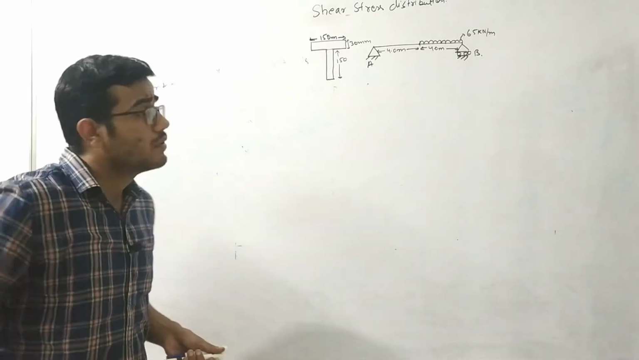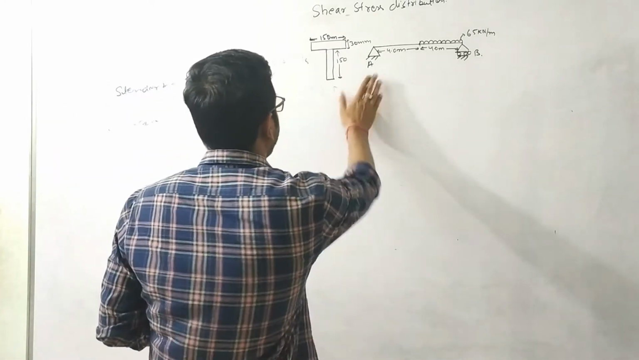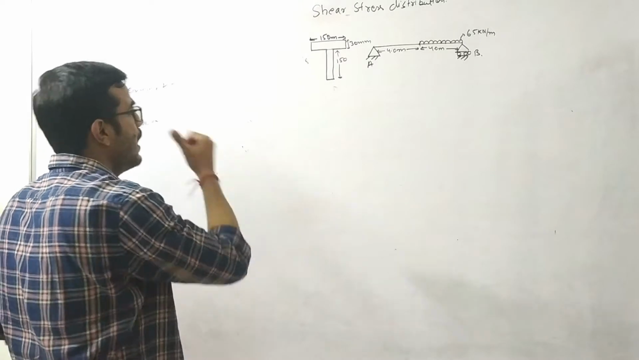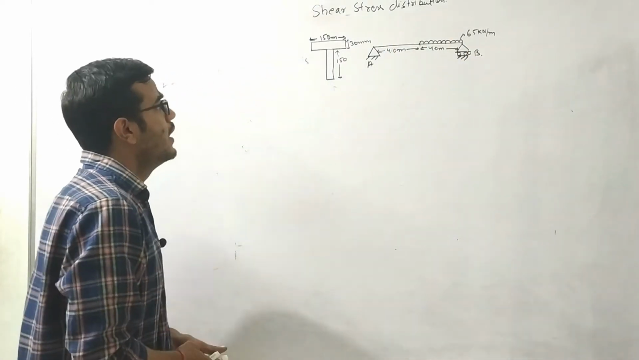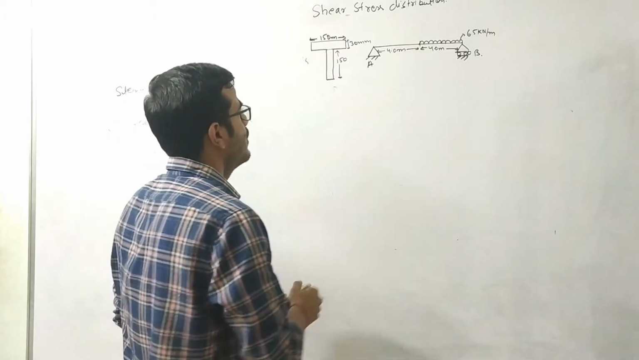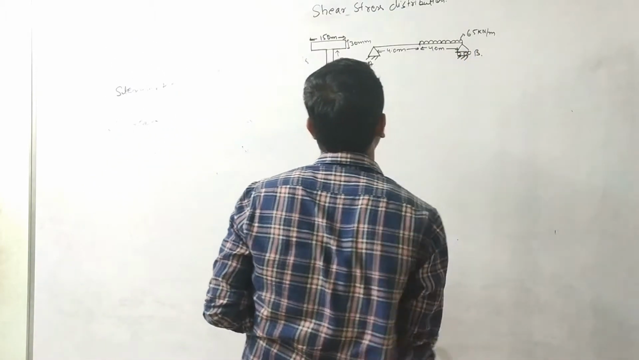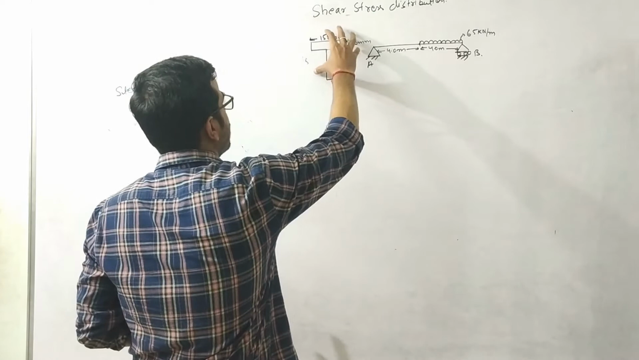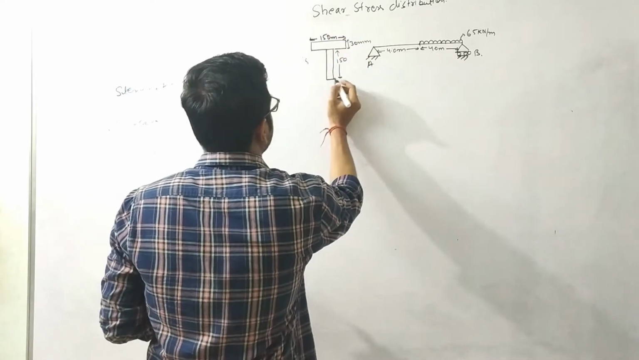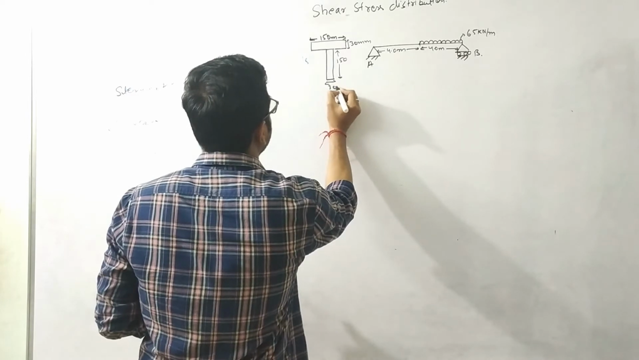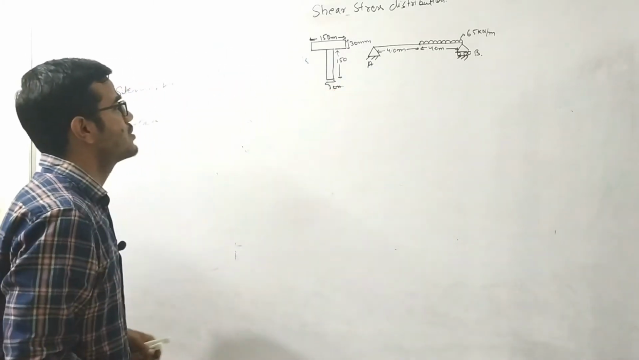Let's come to the problem over here. I have one simply supported beam. In the beam I have one UDL, which is 6.5 kilonewton per meter. And the cross section of the beam is 150 by 30, and again this is 30 by 150. This is the cross section of the beam.